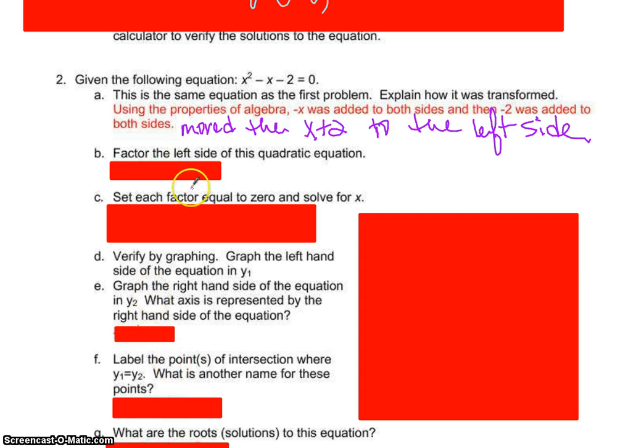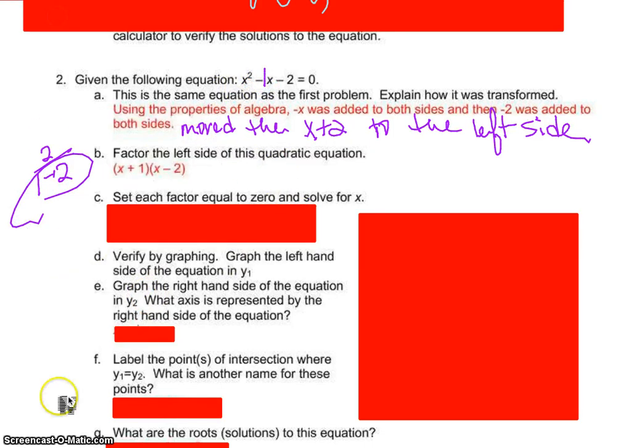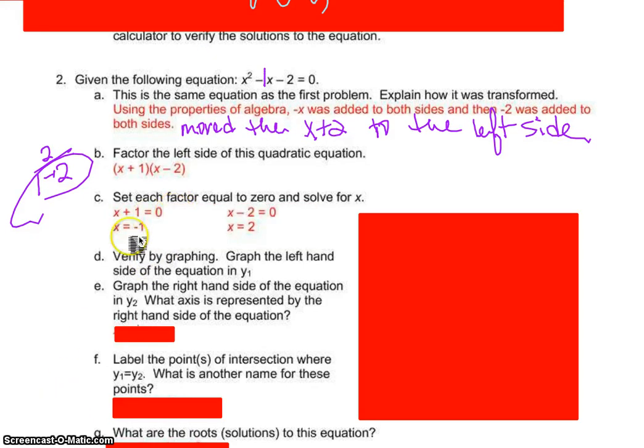So then they want you to factor the left side. So on this you would find the factors of 2, 1 and 2. Use your sign rules. Signs are different, and the largest one is negative. And they need to equal 1 because that's like a 1 there. So 1 and -2. So when you factor that, you're going to end up with x plus 1 and x minus 2. Set the factors equal to 0 and solve. We've talked about doing this before. So x plus 1 equals 0, x is -1. x minus 2 equals 0, x is 2.